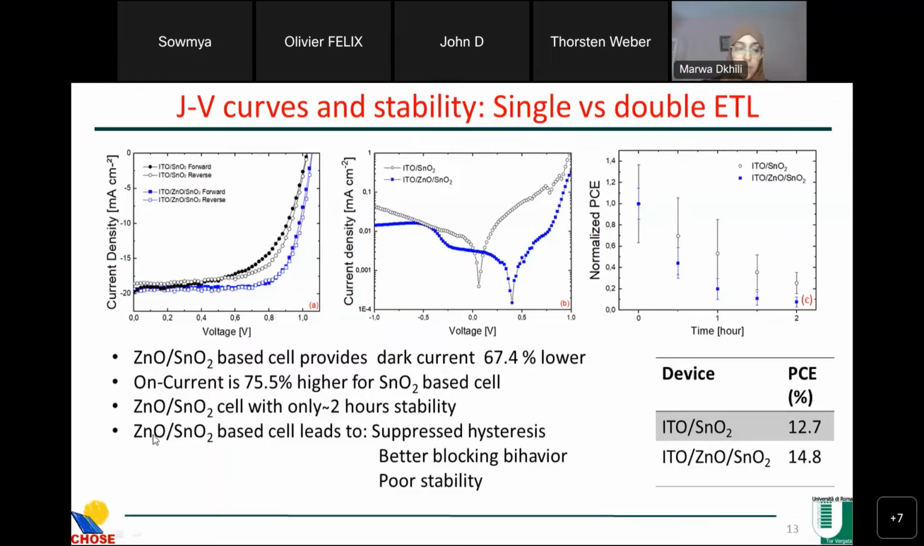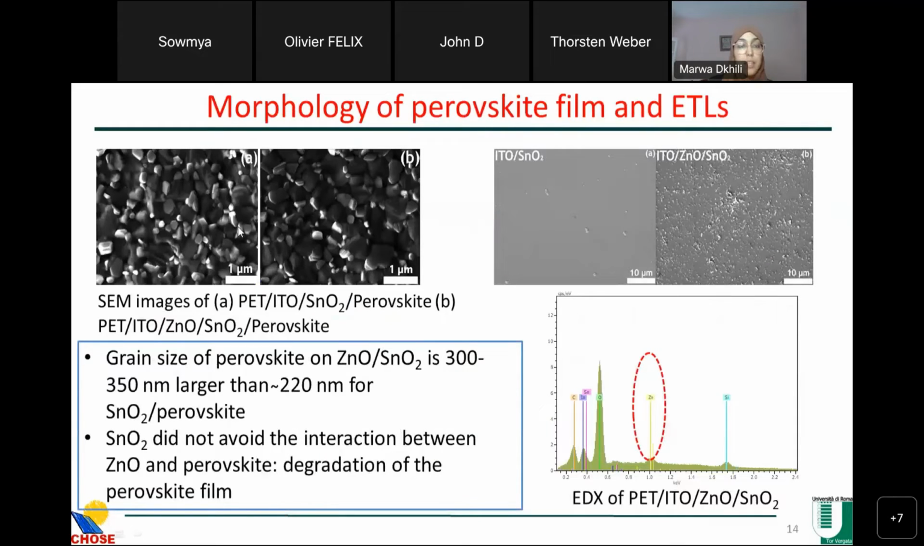The reason for the improved performance of fresh cells with the zinc oxide tin oxide bilayer, and its poor stability. We can see SEM images of the perovskite on the single layer tin oxide and the perovskite on the bilayer zinc oxide tin oxide. We can see that the grain size of the perovskite on the bilayer was found to be larger. This contributes to an improvement in fill factor and the open circuit voltage, which explains the enhancement in efficiency of the fresh cells of the zinc oxide tin oxide bilayer, as well as the suppressed hysteresis behavior, confirming the previous results.